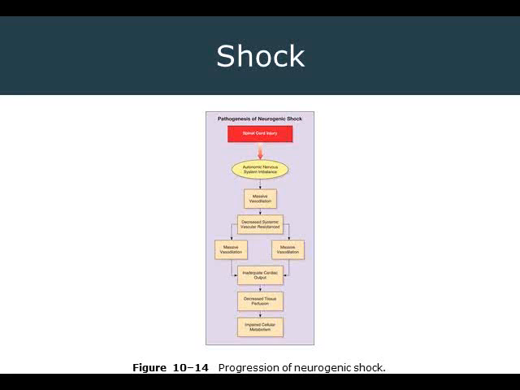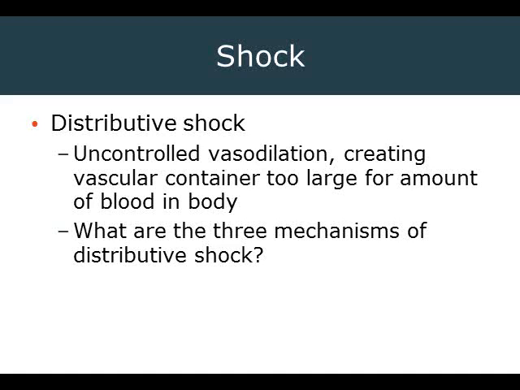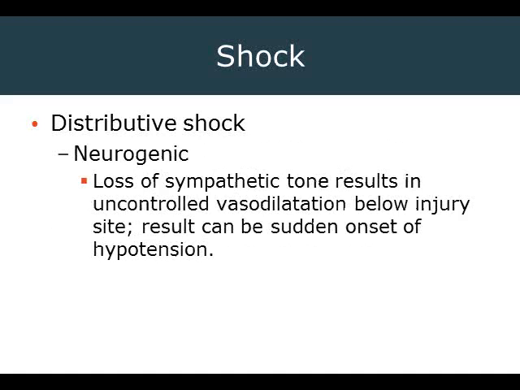Now, in addition to neurogenic shock, we may have one of the other types of shock, distributive shock. Like I said, uncontrolled vasodilation, creating a container too large. So this is a pipe problem. We have neurogenic, that's the loss of the sympathetic tone results in uncontrolled vasodilation below the injury site.